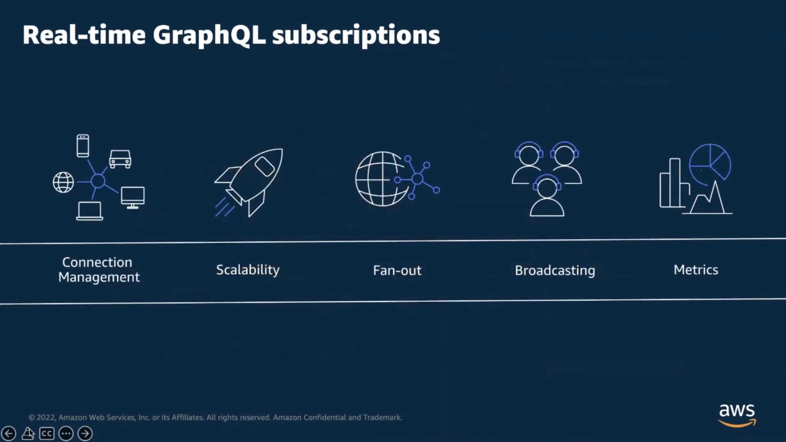AppSync empowers real-time collaboration with simplicity. Real-time data, connection management, scalability, fan-out, and broadcasting are all handled by AppSync, allowing you to focus on your application business use cases and requirements instead of dealing with the complex infrastructure to manage WebSocket connections at scale. You can visualize metrics on CloudWatch, on active connections and subscription status, errors, message size, and more.